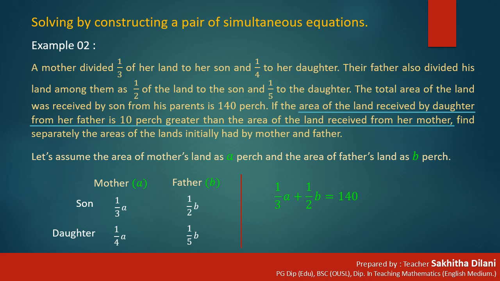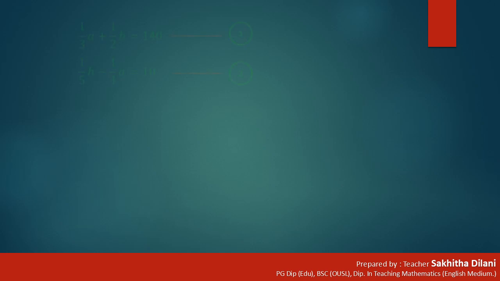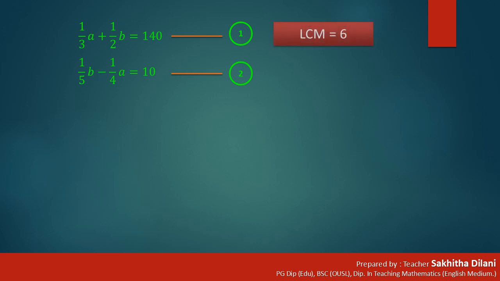That is 1/5 b minus 1/4 a equals 10. First, you have to name the two equations as first and second. Then, find the LCM of the denominators of each of these equations. In the first equation, the LCM is 6. In the second equation, the LCM is 20.